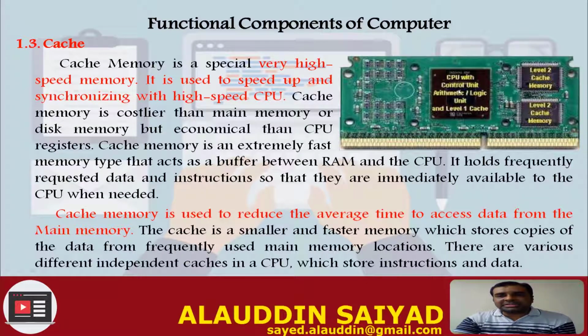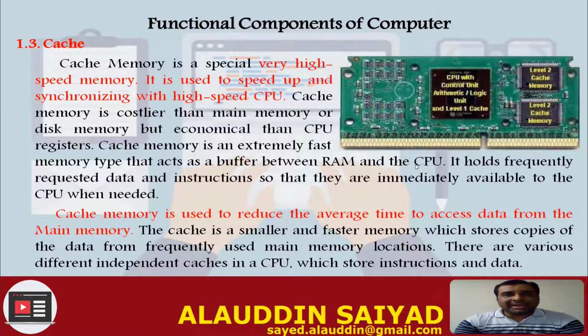Now suppose the CPU is processing something, so whatever result comes out will get stored in the immediate memory, that's the cache memory. And whatever instruction is to be processed next will, prior to its execution, be fetched inside the cache memory, and as soon as the CPU is free, the cache memory will then transfer the data and information to the CPU for further processing. That's how the idle time of the CPU can be reduced and we can get the maximum throughput. It holds frequently requested data and instructions so that they are immediately available to the CPU when needed. Cache memory is used to reduce the average time to access data from the main memory.